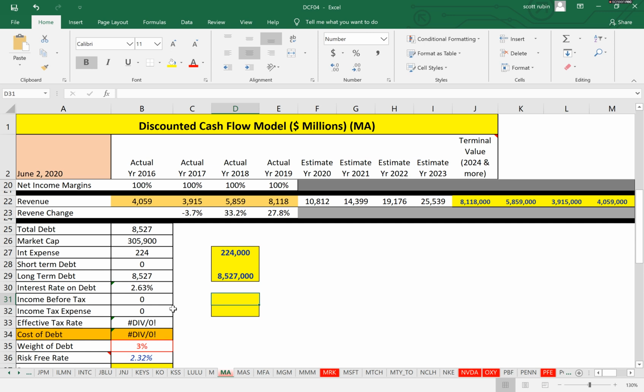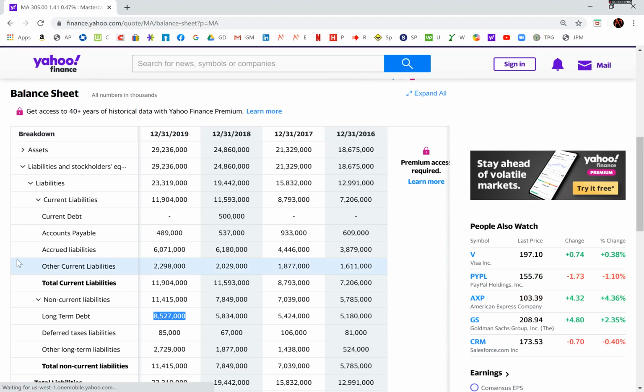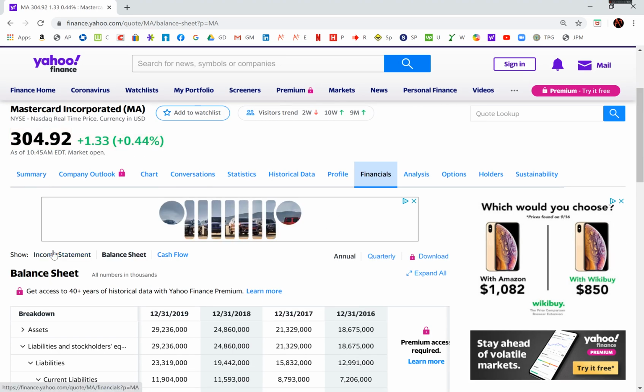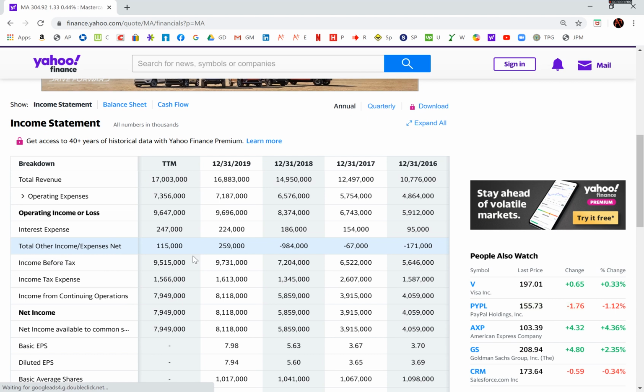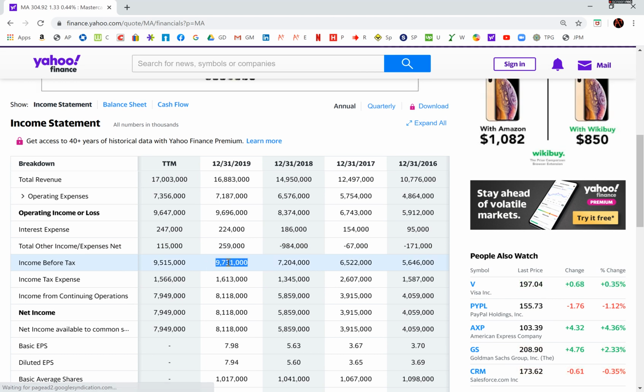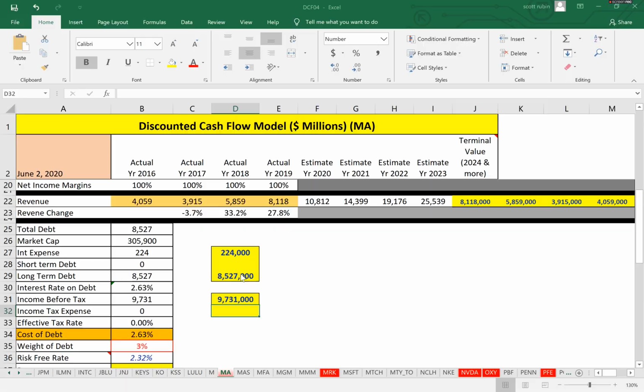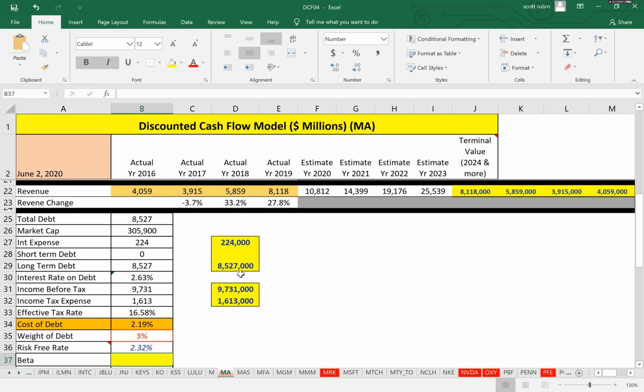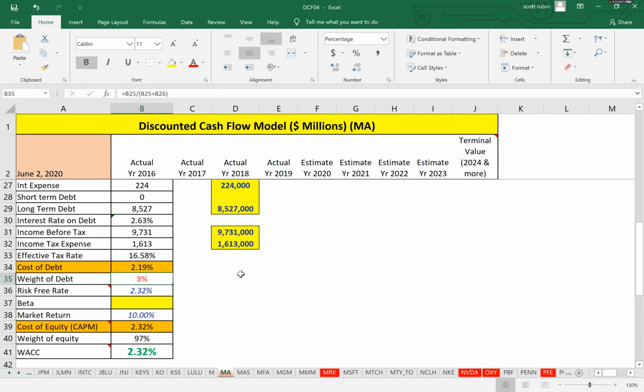Interest payments are tax deductible, so let's find out their effective tax rate. We'll go back to the income statement. Income before tax is $9.7 billion, and income tax is $1.6 billion. So they pay 17% in taxes. So the cost of debt is actually 2.2%. And they only have 3% of debt in their capital structure, which is really good.